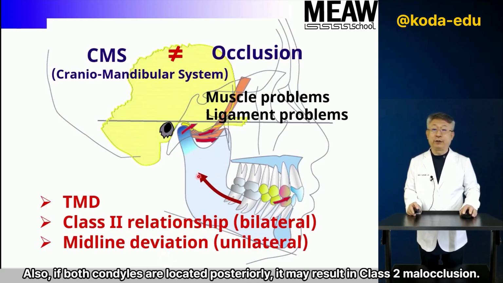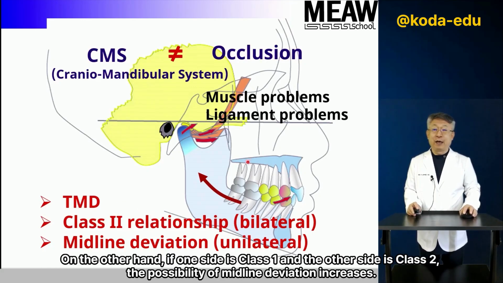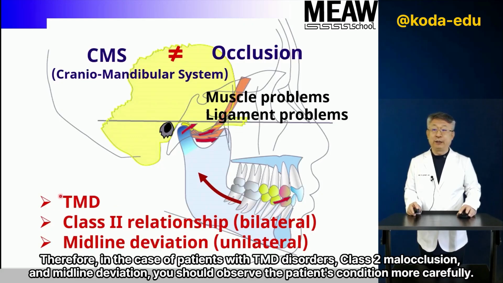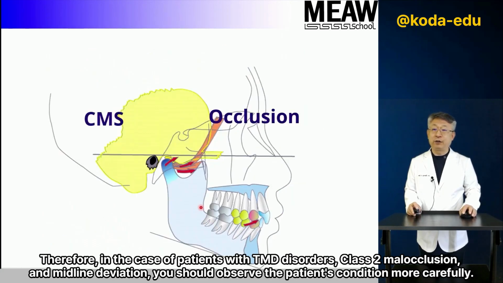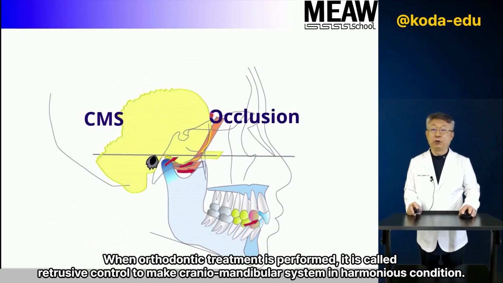Also, if both condyles are located posteriorly, it may result in class 2 malocclusion. On the other hand, if one side is class 1 and the other side is class 2, the possibility of midline deviation increases. Therefore, in the case of patients with TMD disorders, class 2 malocclusion, and midline deviation, you should observe the patient's condition more carefully. When orthodontic treatment is performed, it is called retrusive control, to make the craniomandibular system in a harmonious condition.